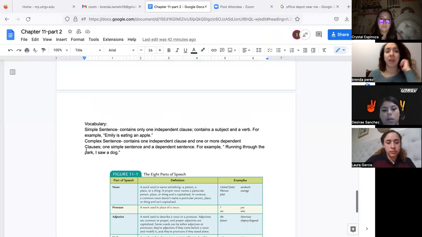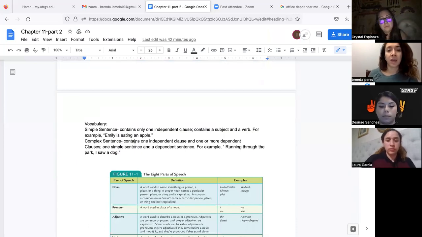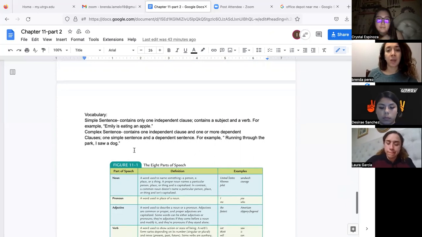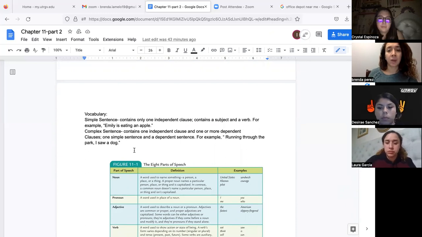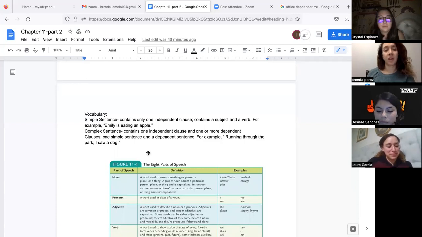Okay, and then the vocabulary. Simple sentence. So these contain only one independent clause containing a subject and a verb. For example, Emily is eating an apple. Complex sentence contains one independent clause and one or more dependent clauses. It's basically just a simple sentence with an added dependent clause. So for example, running through the park, I saw a dog.